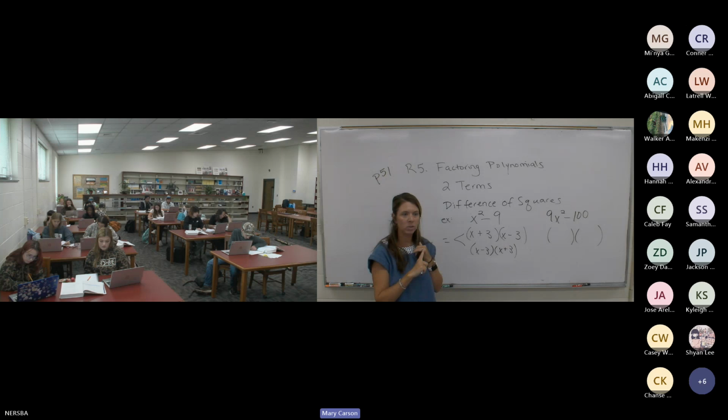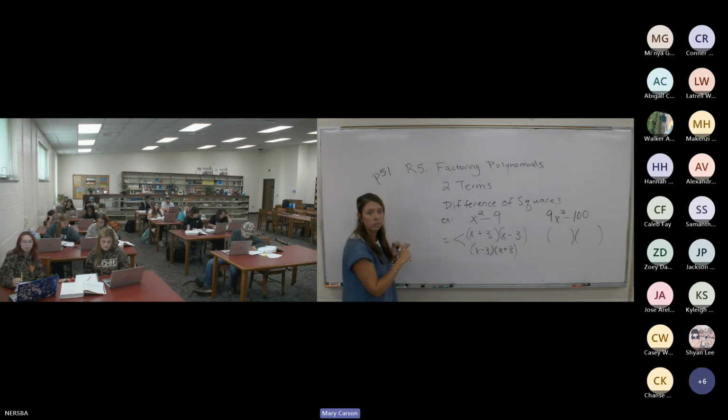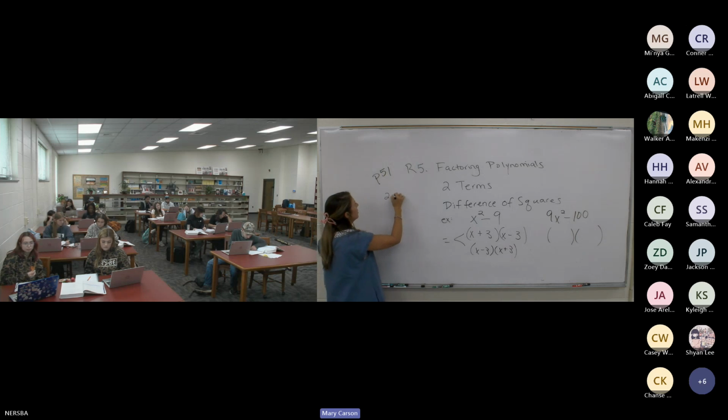Well, is 9 a perfect square? Yes. X squared, we know, is a perfect square. Is 100 a perfect square? Yes. Well, let's think about our perfect square numbers, okay? I tried to do this with my kid the other day.